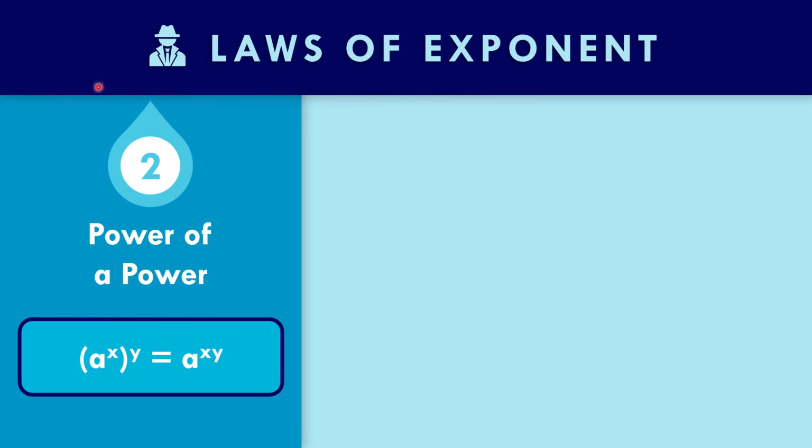How about the second law of exponent? Power of a power. So the quantity a to the x raised to y, it is equal to, copy the base and then let us multiply the exponents. So x times y. So let us apply in example number 1. The quantity n to the 4 raised to the 5th power. So it means we need to copy the base, that is n, and multiply the exponents 4 and then 5. So 4 times 5, that is equal to 20. So n to the 20.